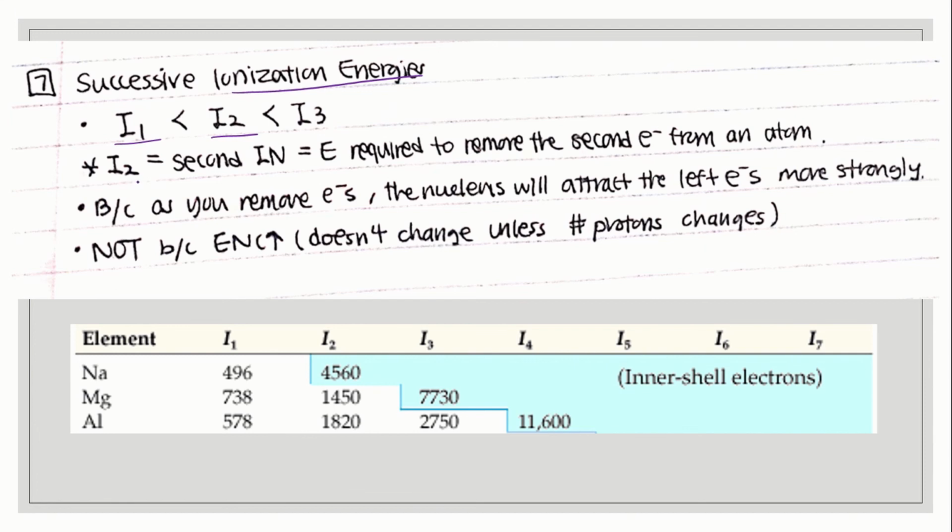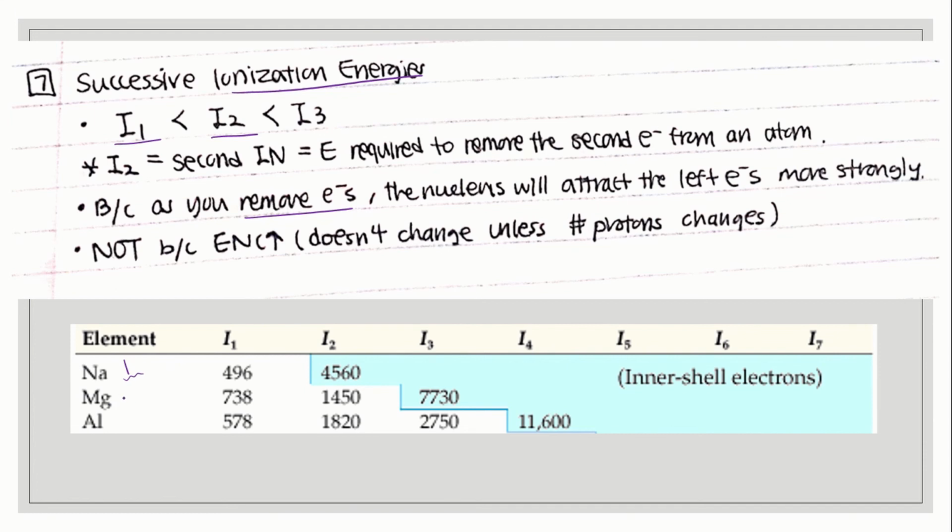So the second ionization energy is the energy required to remove the second electron from an atom. And as you can see in the chart, sodium has a much larger second ionization energy than the first ionization energy. Because sodium has one valence electron, after you remove this valence electron, sodium will just have full energy levels with 8 electrons. Therefore, it will be much harder for us to remove an electron from the full energy level than just the valence electron alone. So the ionization energy increased by a lot.